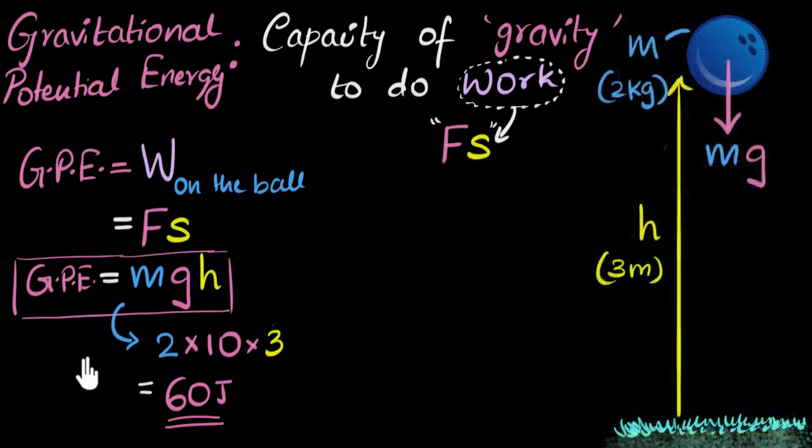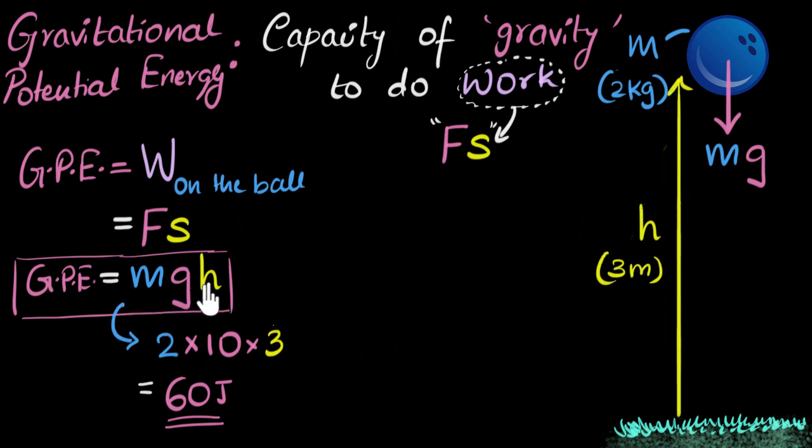So to summarize, what did we learn in this video? We learned how to calculate the potential energy of any body due to gravity. And how do we do that? Well, we calculate how much work gravity can do. And just like any work, we multiply force into displacement. The force over here is the force of gravity, and the displacement will just be the height, giving us mgh.